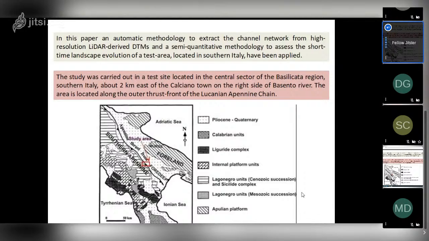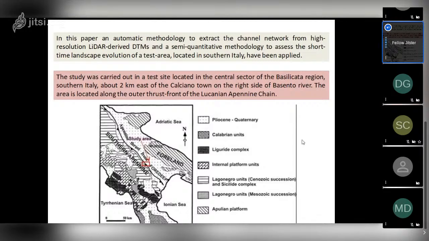The test area and the study area is located along the main axis of the Southern Apennines in Basilicata region, southern Italy, where complex formations outcrop in a wider area. And in particular, the test area is located about 2 kilometers east of the Calciano town, located on the right side of the Basento River, one of the main rivers of this region.